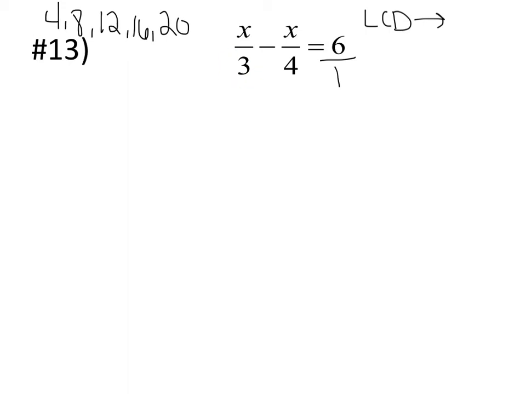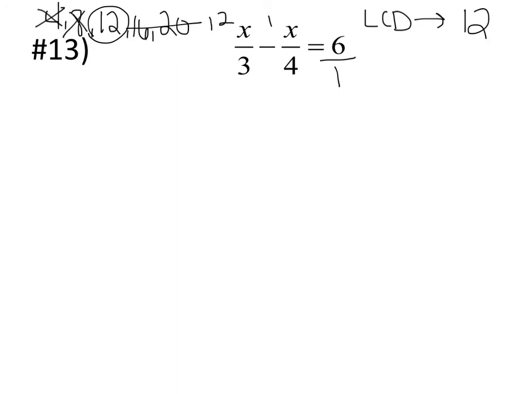So we'll start with 4. Does 3 go into 4 evenly? No, so it's not 4. Let's try 8. Does 3 go into 8 evenly? No, so it's not 8. Let's try 12. Does 3 go into 12 evenly? Yeah. Does 4 go into 12 evenly? Yeah. Does 1 go into 12 evenly? Yeah. So it's 12.